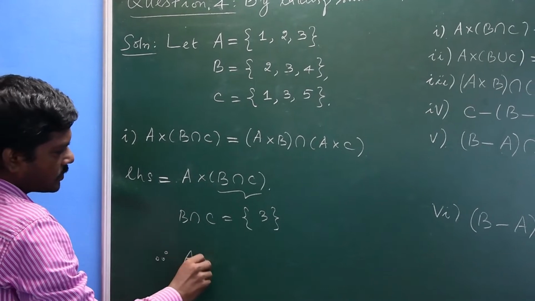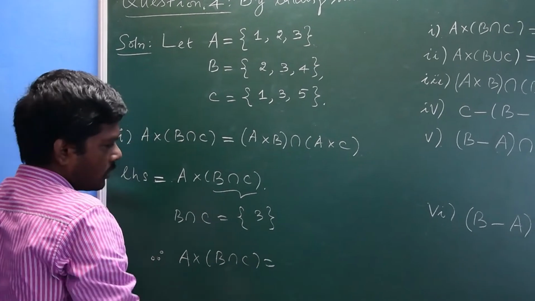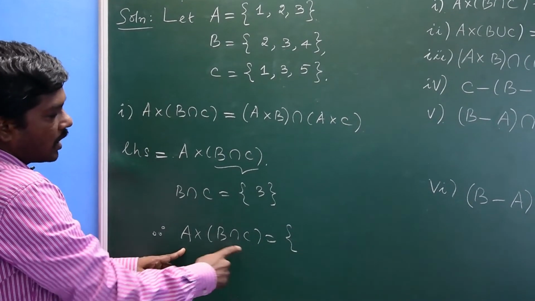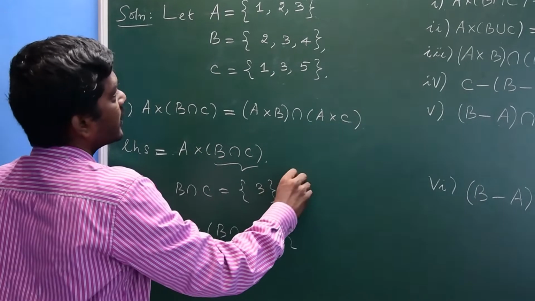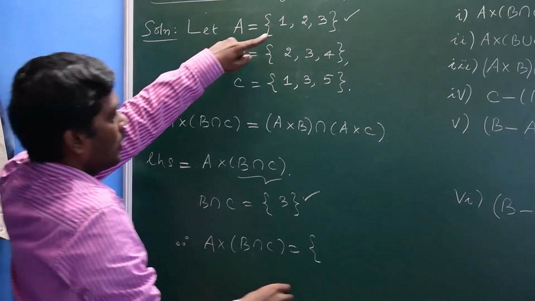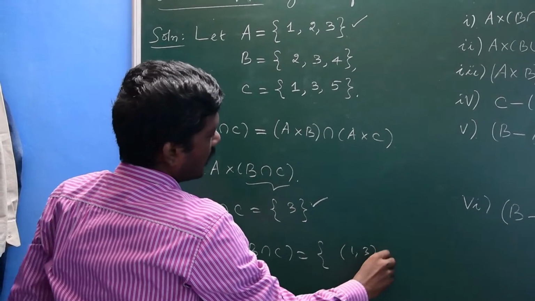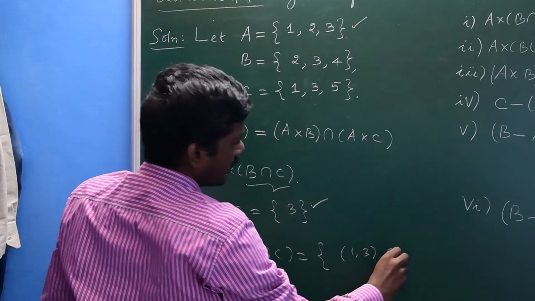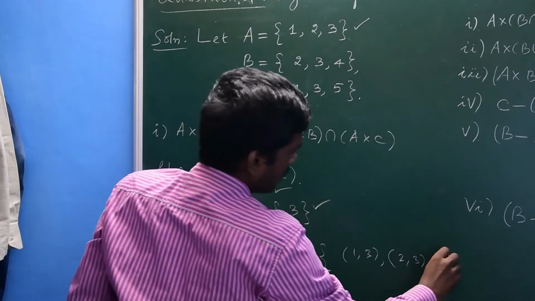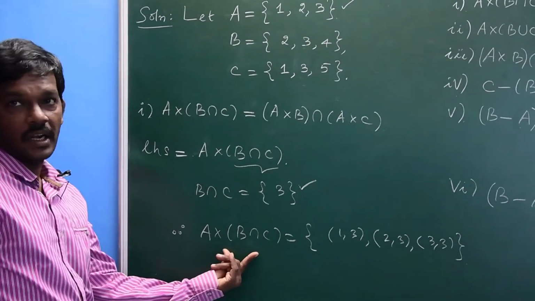Therefore A × (B ∩ C) is equal to the Cartesian product of this set and this set, in this order, A cross. So what is the Cartesian product? (1, 3), (2, 3) and (3, 3). So this is our LHS.